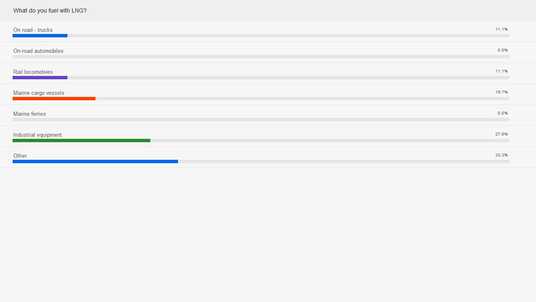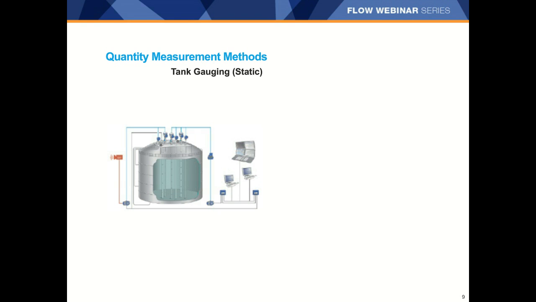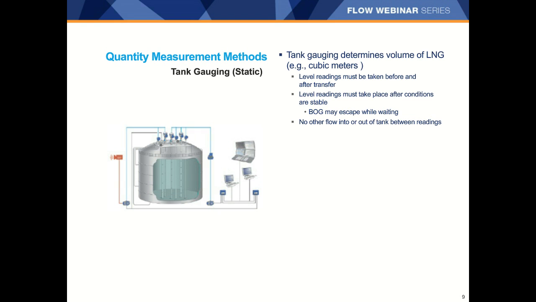Okay, well, moving along. Now it's time to go over some of the different methods that are used to measure quantities of LNG. We'll start with the de facto standard for international trade of LNG, and that is tank gauging. So tank gauging determines the volume quantity that has been transferred by measuring the change in the level of the LNG in the tank and then calculating the change in the volume of the LNG from the strapping tables for the tank. There are a couple of procedural requirements that make the tank gauging method a bit costly and time-consuming and which may contribute to measurement uncertainty.